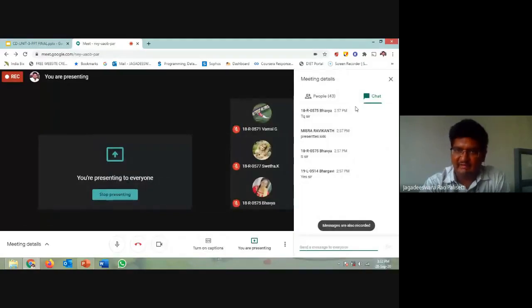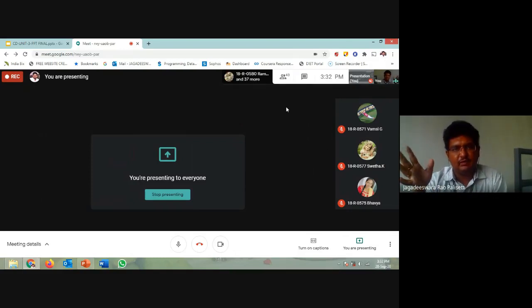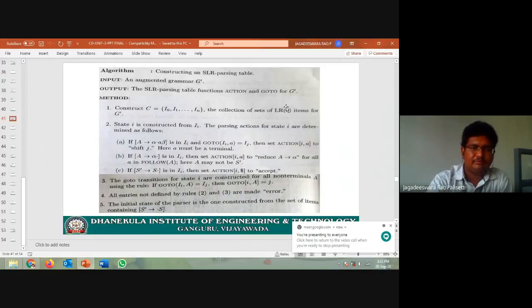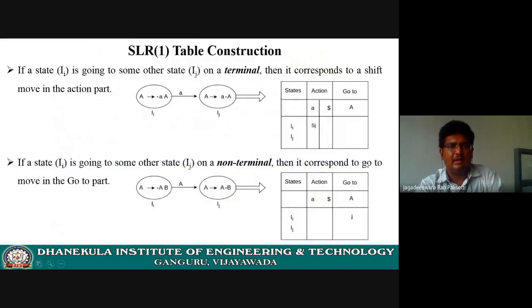So that's why, without giving any examples, I straight away moved on to the algorithm, because I hope everyone has a clear idea on LR(0). That's why I directly moved on to the SLR algorithm, because out of these 5 points, only step 2, under that step 2 the small a bit and b bit, is different. Am I clear now? Any doubts? Okay, then we'll go for constructing a table.